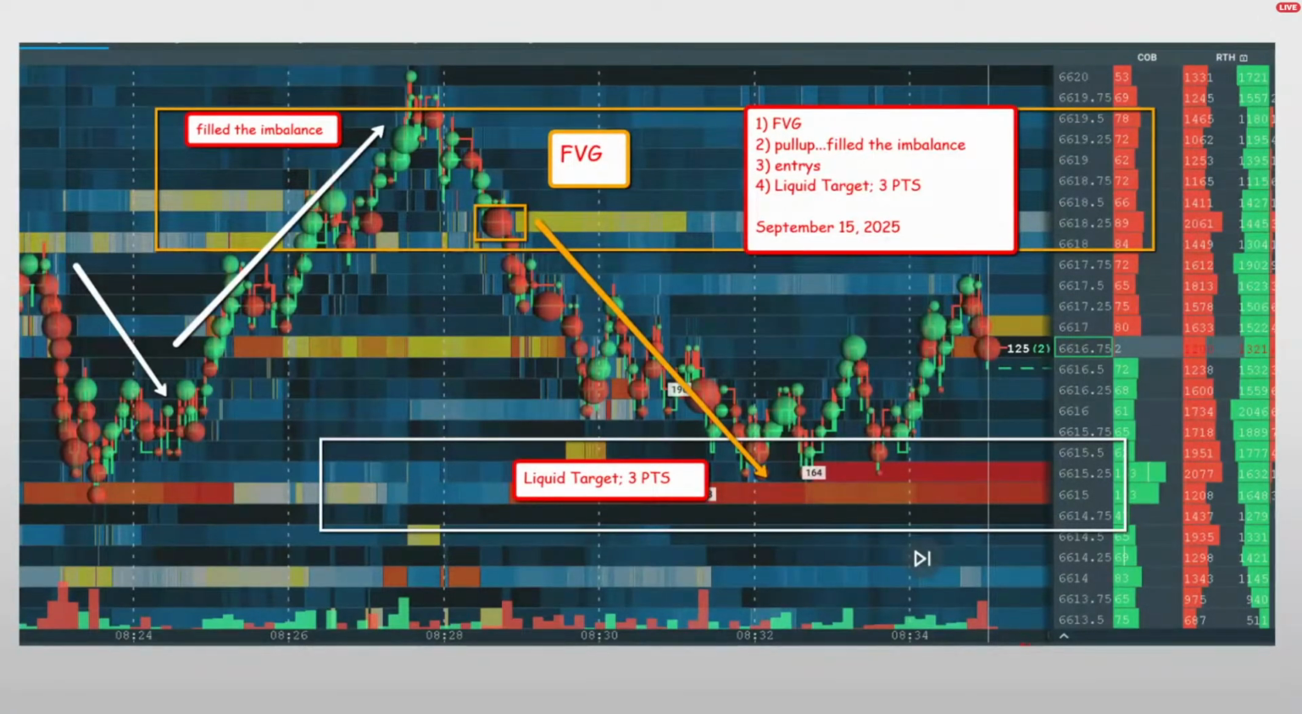Another one. So this is where we're taking this down now. So not only can we use our fair value gap strategy going up, but we can also use it going down as well. So here's another one. Price comes up. We have another book flip in this area. There's a gap in the fair value gap, it comes down. I'll go ahead and enter in this area, and I'll just take it right on down to the liquidity and grab 3 points.